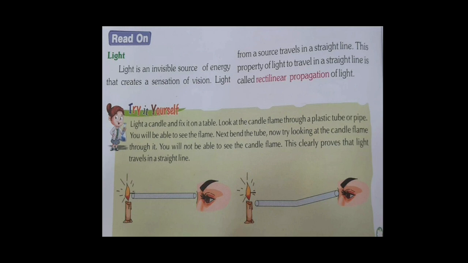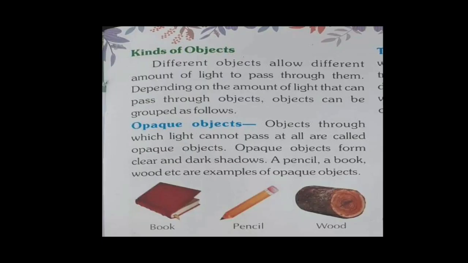Now make the rubber tube straight again and try to see the tip of the candle through it. Now you will be able to see the tip of the candle, right? So this activity shows that light travels in a straight line. So next is kinds of objects or types of objects.